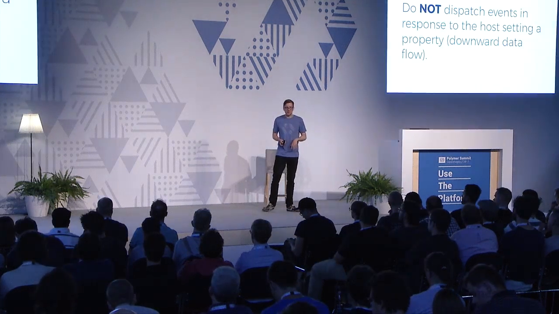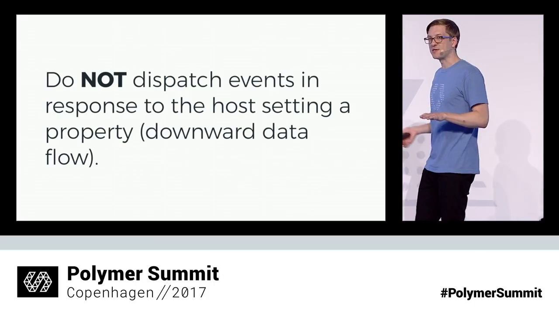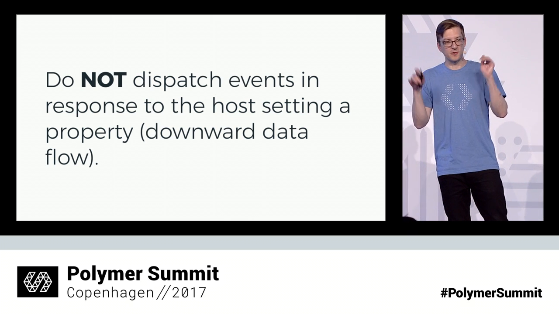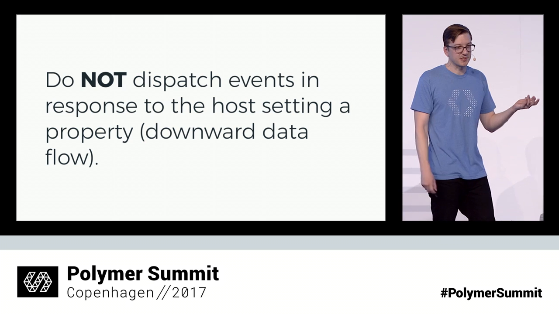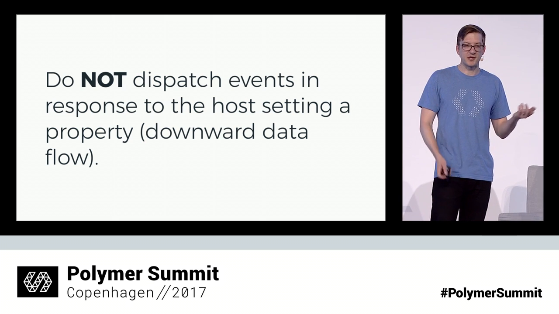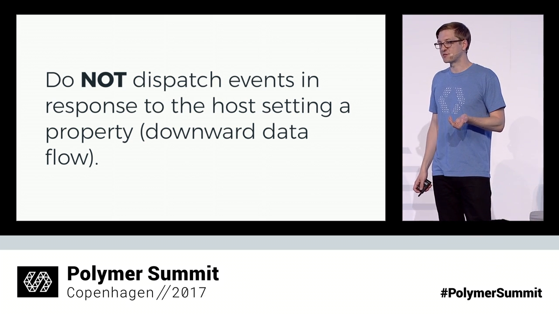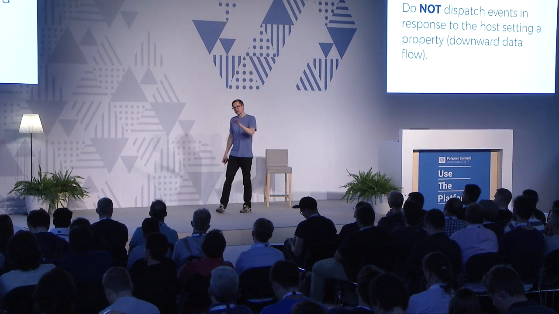So for these reasons, I recommend not dispatching events in response to downward data flow, so when the host sets a property. And this actually differs from how Polymer does things. Polymer is going to fire events whenever you change properties, and this is actually what powers Polymer's data binding system. But because Polymer does the additional work to guard against firing an event if you set the property equal to the same value twice, it's OK. You don't end up in an infinite loop. But if you're running just a vanilla custom element, then I don't think there's a ton of value in firing property change events.